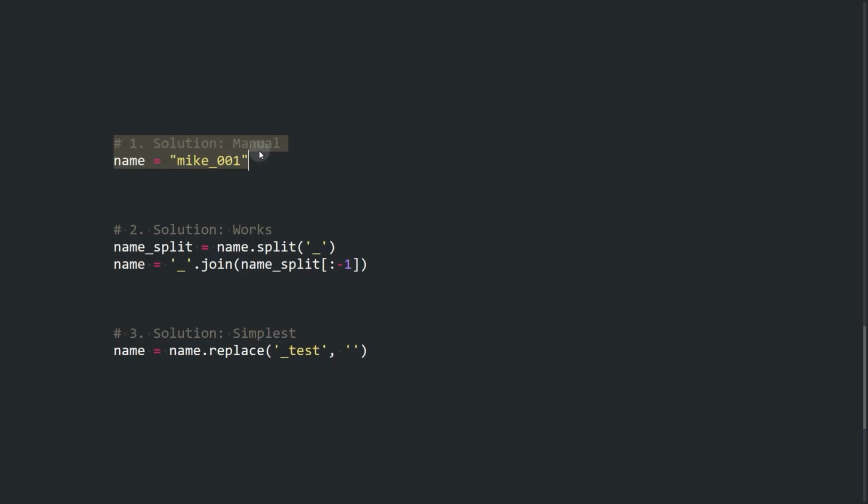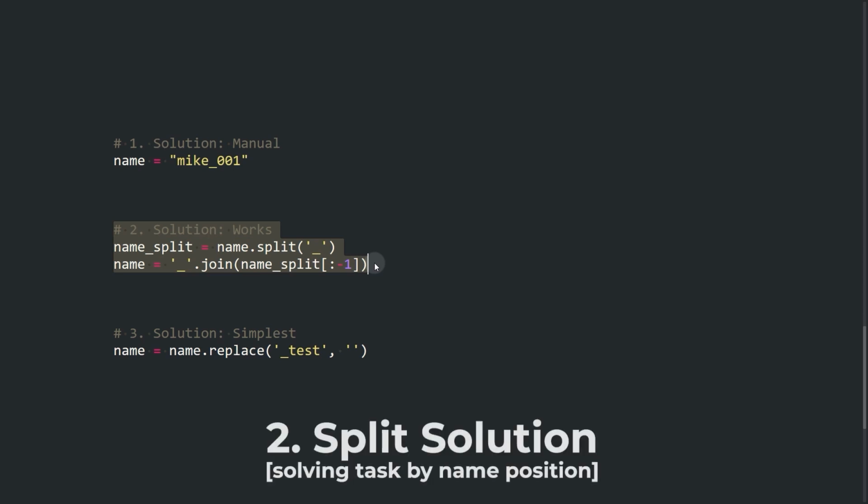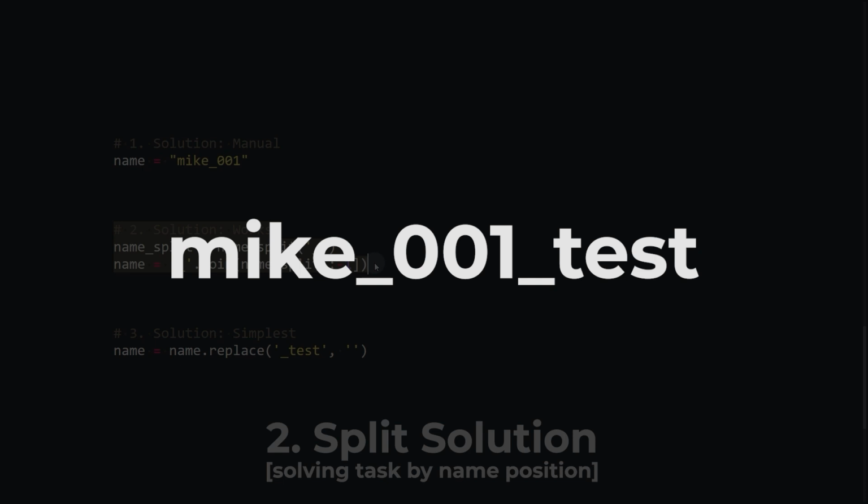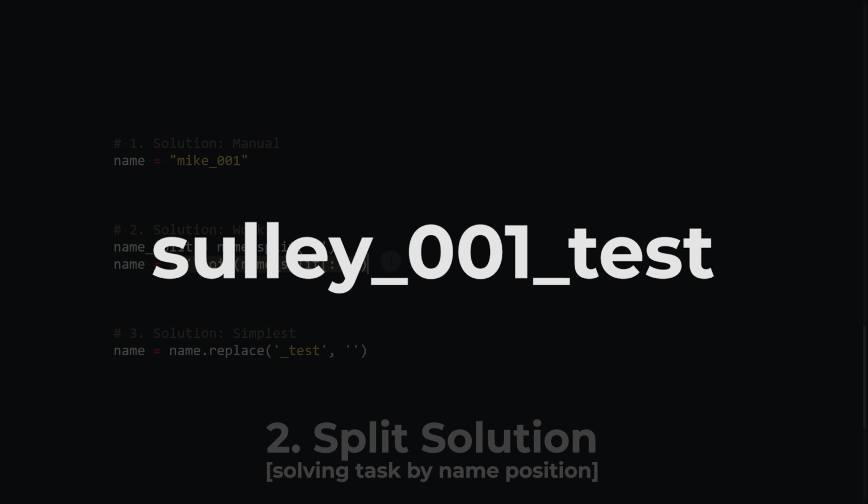Of course, we need to be more abstract. We need to understand the pattern. And the pattern is basically either there is a specific name we want to replace, or it is the last part in our string. And this is also our second solution. We do a split. So we see there's underscores, so we split the name apart into each element and then put them back together, but remove the last part. In this case, the last part is the test. And of course, we get Mike _001. If we change it to Sully _001, it will still work.